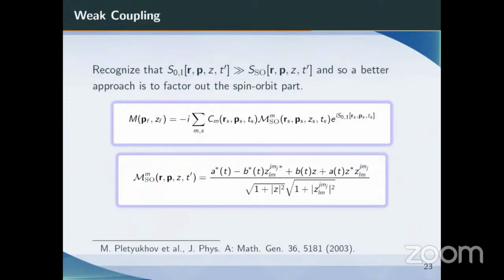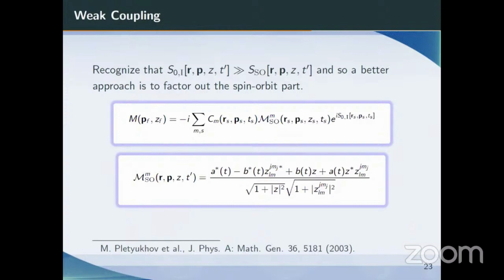And then in the transition amplitude, we can apply the saddle point approximation that we applied before and insert those solutions into this transition amplitude. And this is a weak approximation because what it means is that the spin orbit coupling depends on these trajectories, but the trajectories do not depend on the spin orbit coupling. And it's valid as long as the spin orbit phase is much less than the rest of the action.